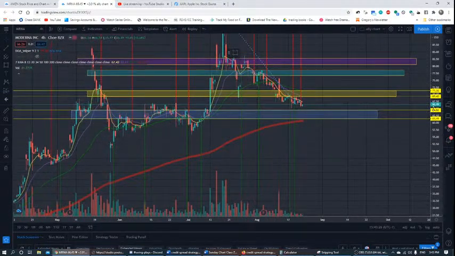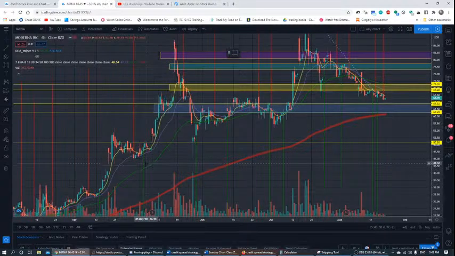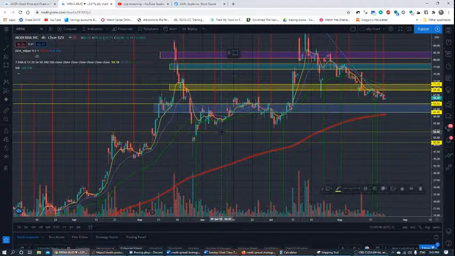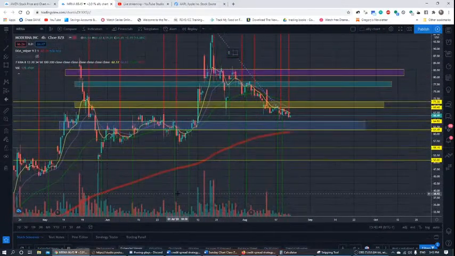If that breaks, then we have this area right here, 50 and 53, I guess 55, around there. Let's move it up more. So around there would be a good buying area.